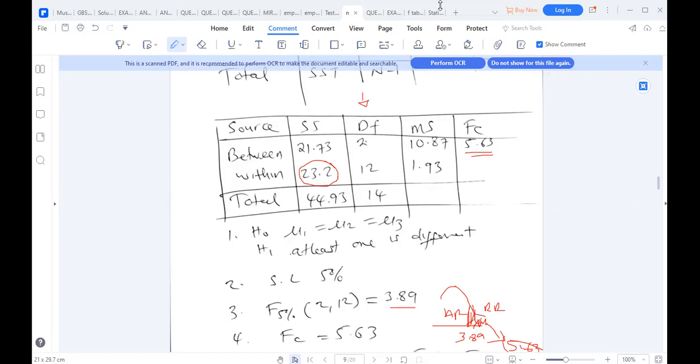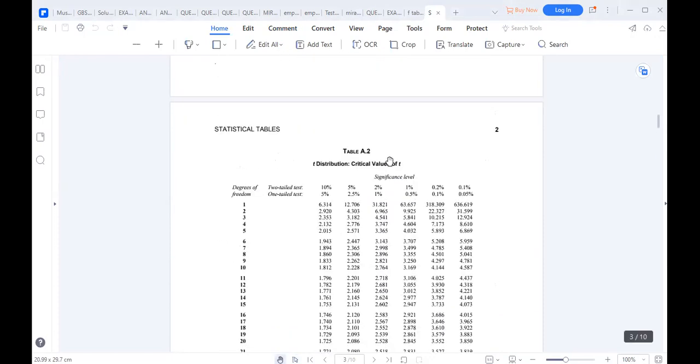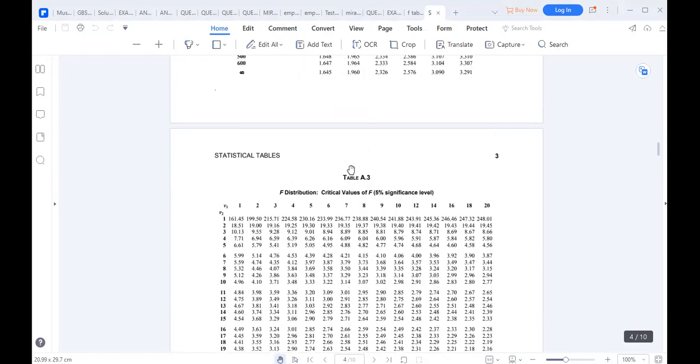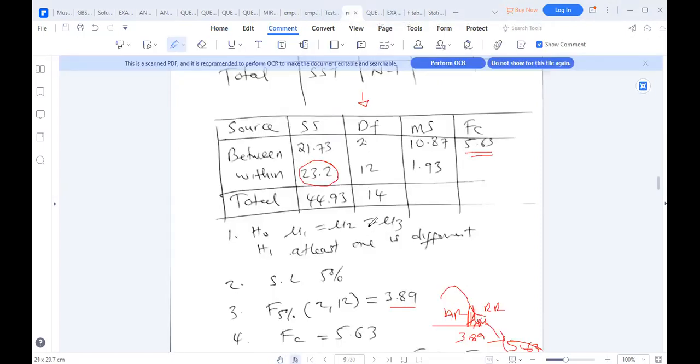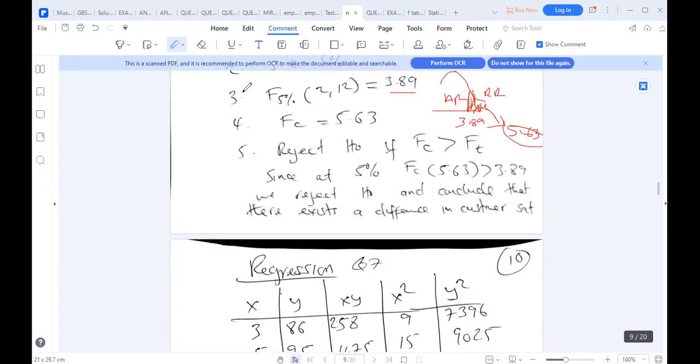Even as you see the table, although it's not showing, some tables show that it looks skewed to the left. All right, so this is our conclusion. All right, then now we can go to regression.